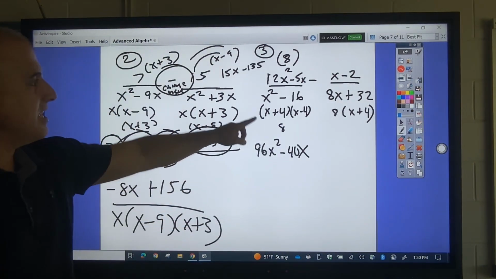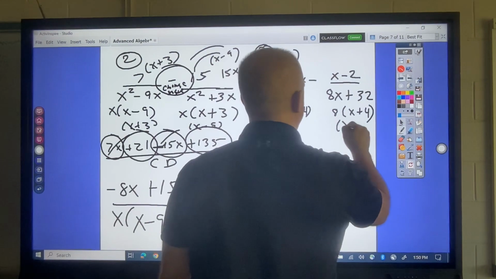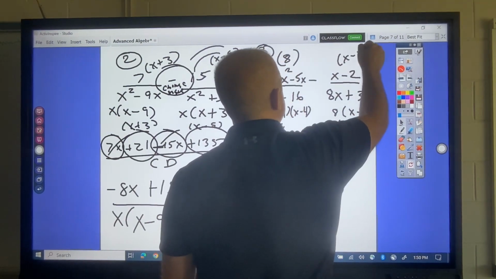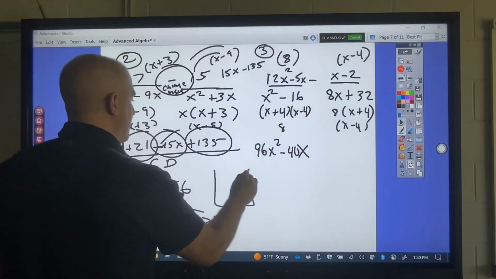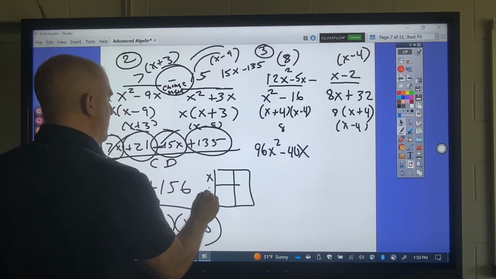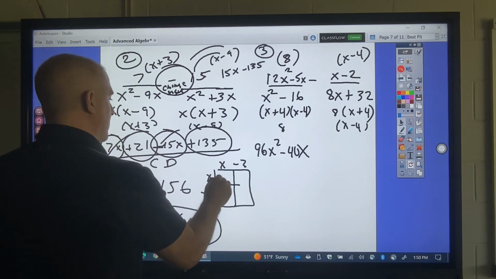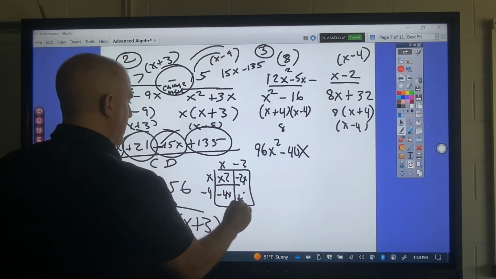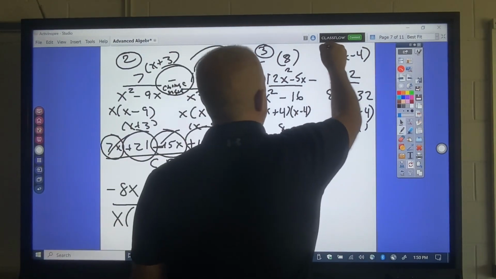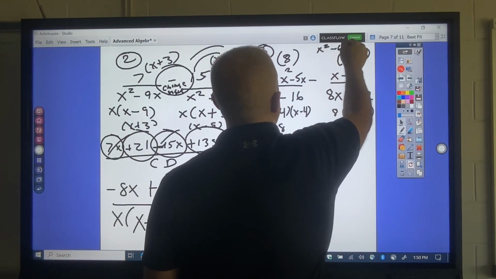Now, this is missing an x minus 4. So what I'm going to do, all right, I'm going to do this over here with room. I want to multiply those two, so I got to do that with the box. So that's x squared minus 4x minus 2x plus 8. So that's going to be x squared minus 6x plus 8.